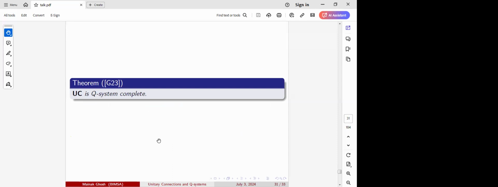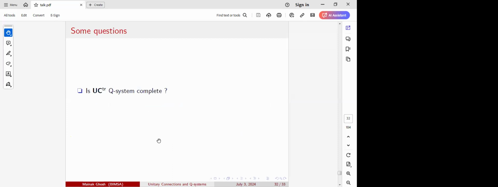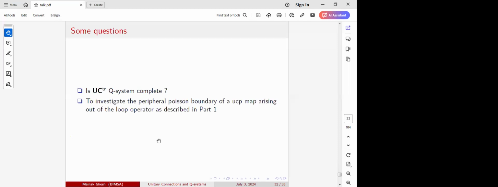Now before I stop, let me discuss some questions related to this work that are currently occupying my attention. I just stated that UC is Q system complete, right? So now the natural question is whether the 2-category of unitary connections will also be Q system complete or not. And the second question is related to the peripheral Poisson boundary of UCBM.